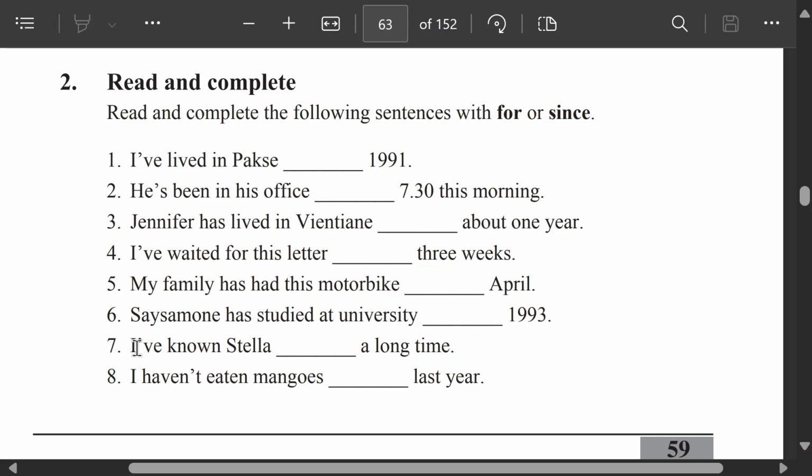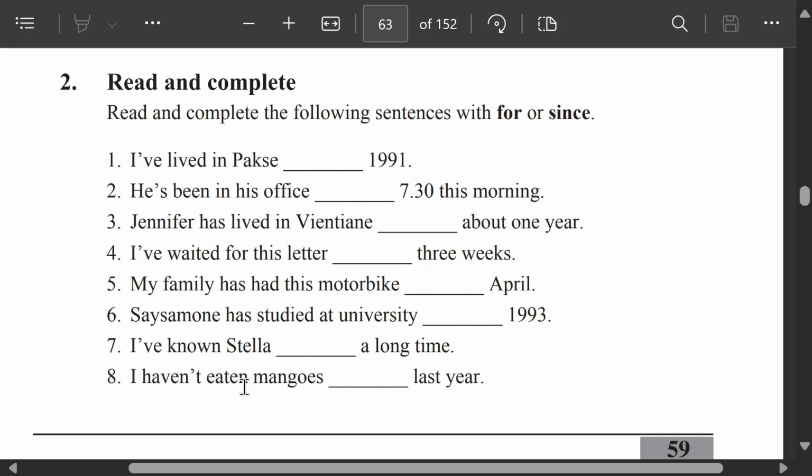I have known Stella since a long time or for a long time. This one is more tricky. For a long time. Yeah, I also think it's for a long time. I've known Stella for a long time. If you put a long time ago, then maybe it could be since.